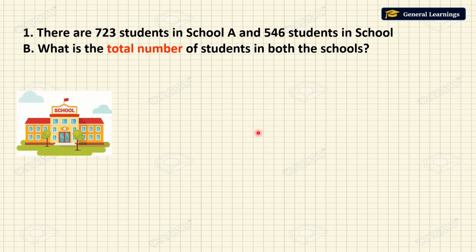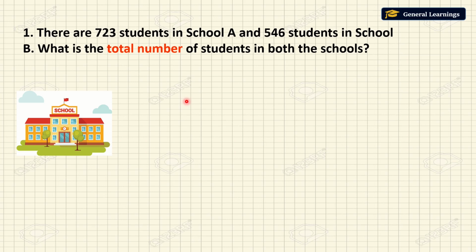Let us look at a few examples. There are 723 students in school A and 546 students in school B. What is the total number of students in both the schools? So here they have given a hint as total number. So we should add the numbers.